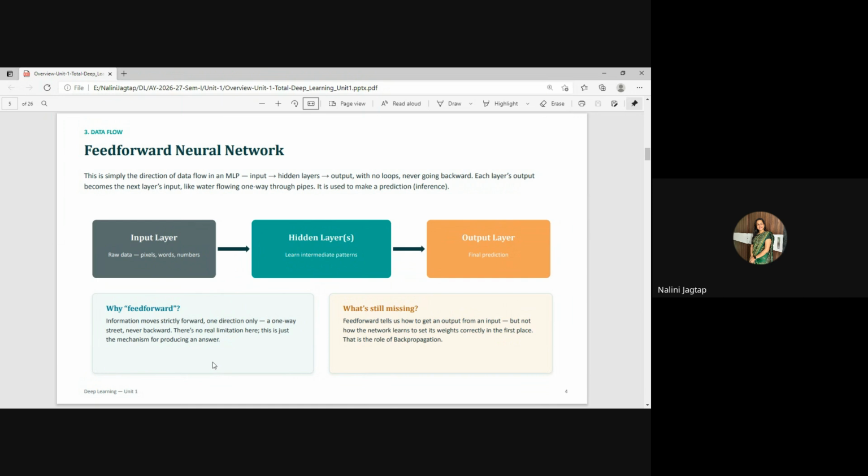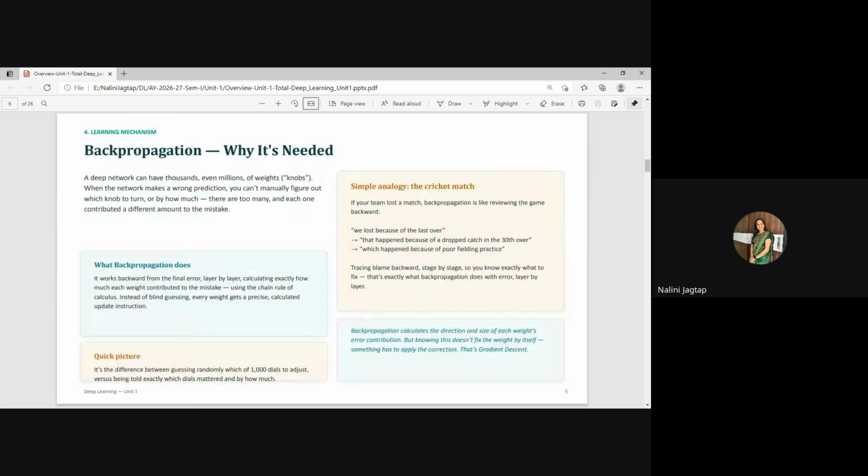Then we have seen what the feed-forward network is: moving from one direction to another, through the input layer, hidden layer, and output layer. That is done in the feed-forward network. Then, why do we require backpropagation?